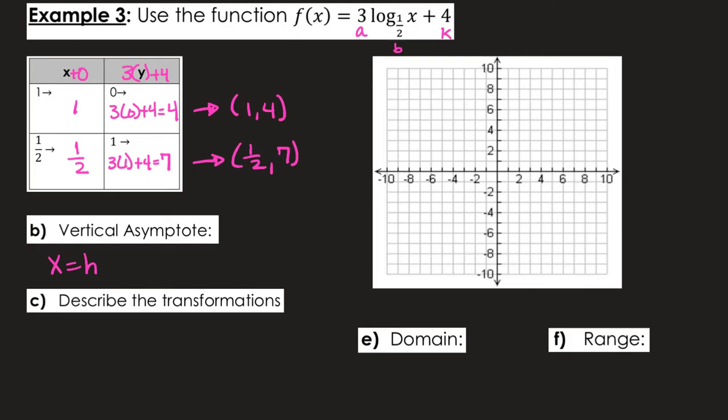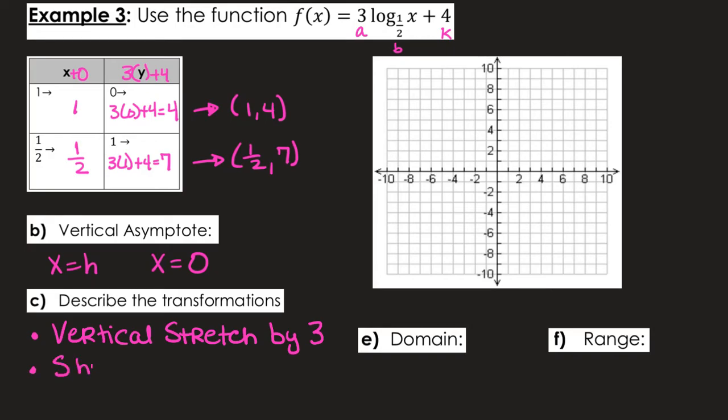Now our vertical asymptote, remember, is x equals h. We don't have an h value other than 0, so it is x equals 0. To describe the transformations, we are going to start off at the beginning with a being 3, so that means we have a vertical stretch. And make sure that you mention what that value is. So vertical stretch by 3. And then we know the only other change here would be our k, so we have a shift up 4 units.